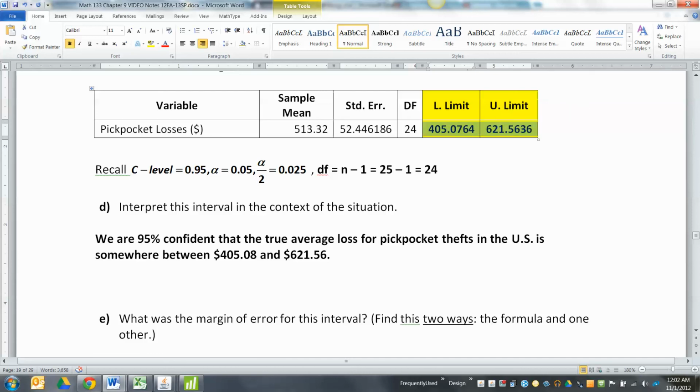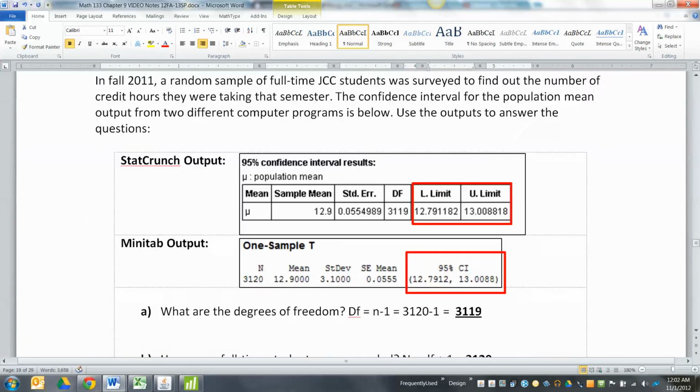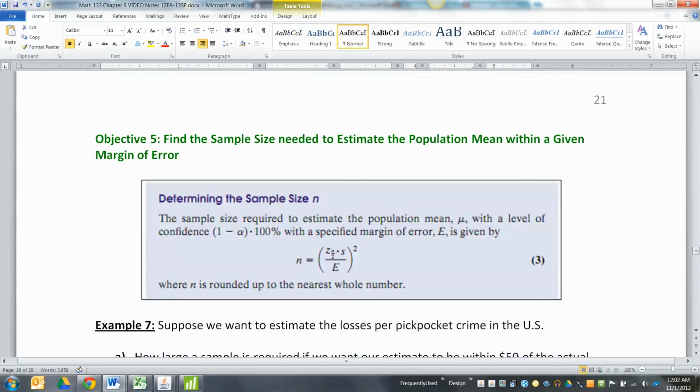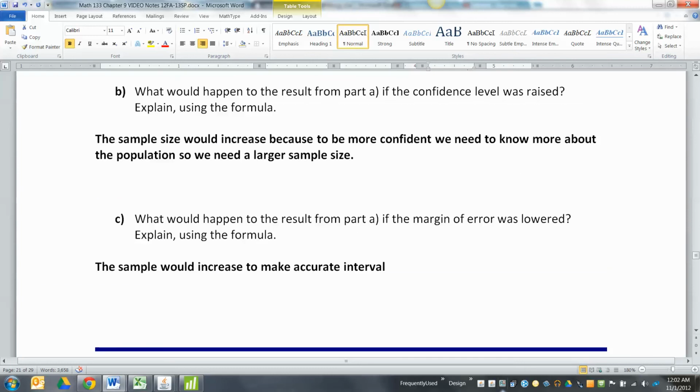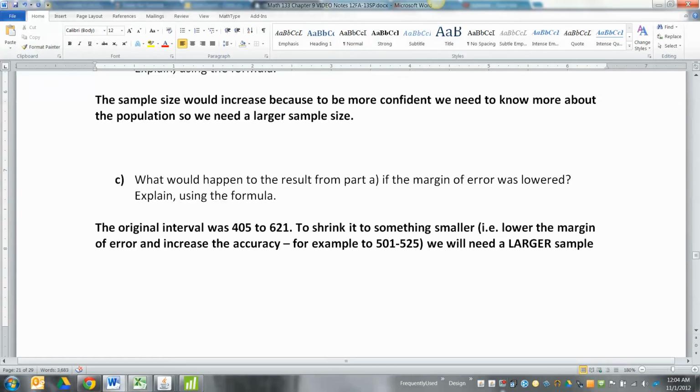If you're going to shrink it, hey, I'm like 95% sure it's between $500 and $550 or something like that. If you want to get that precise about it, you can, but you're going to need to get a much larger sample, right? Right. So let me type that up. There we go. And we're done with this section.